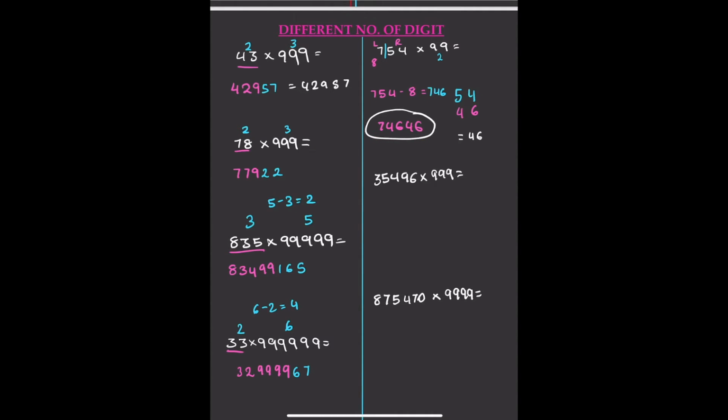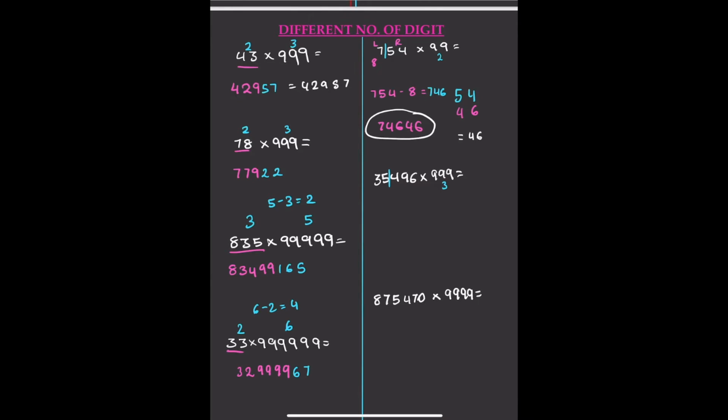Okay, so now let's go into the next one. 35496 times 999. We're going to see how many digits are in the 9 series. In this we can see there are 3 digits, so we're going to split the number 3 spaces from the right. So 1, 2, 3. Split it right here. So we have split it 3 places from the right.